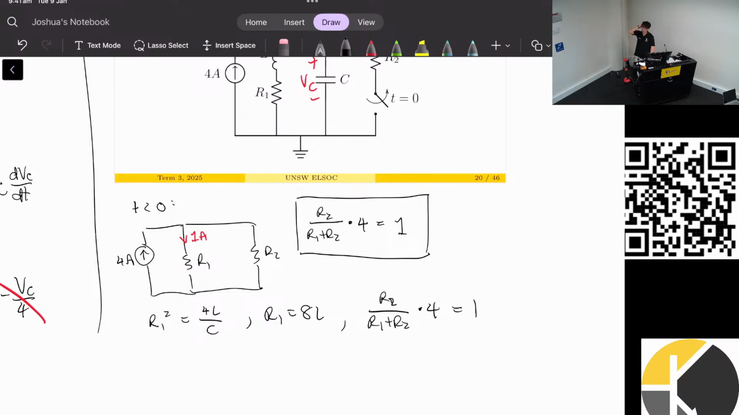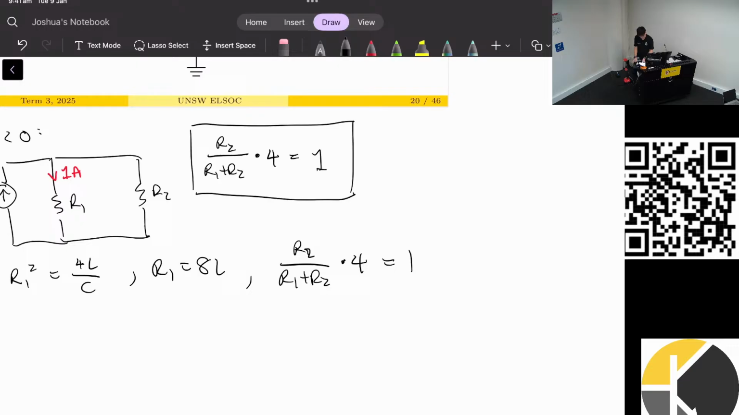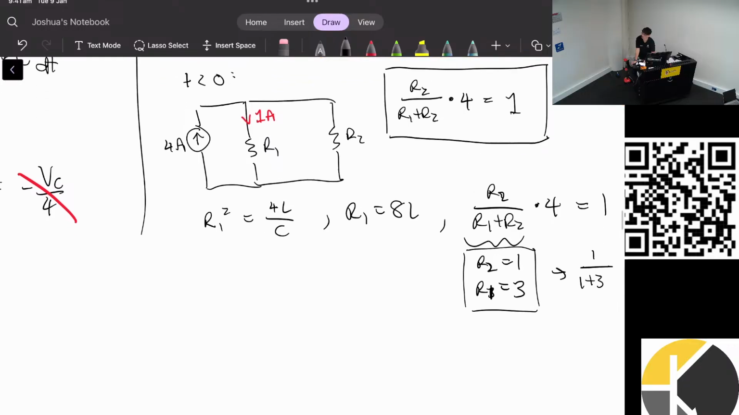So we have 3 equations and 4 things we need to solve for. So we can actually just pick a starting value because there's one unbound variable. To make this easy for myself, I'll look at this one to start. I want this whole thing to be a quarter, so that a quarter times 4 is 1. So if I let R2 equal 1, I will need R1 to equal 3. Then I'll have 1 over 1 plus 3 times 4 equals 1. So I'll go with these values. Then I can just sub into the rest of the question.